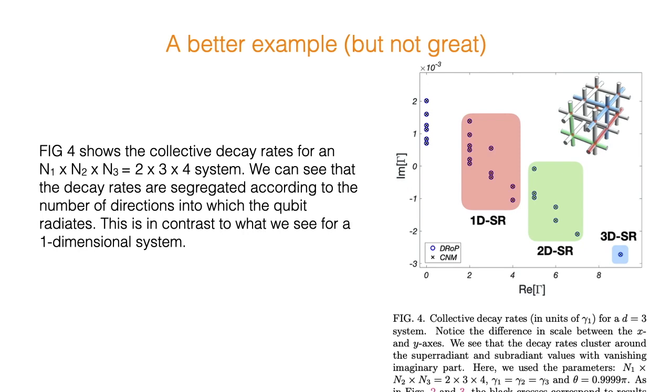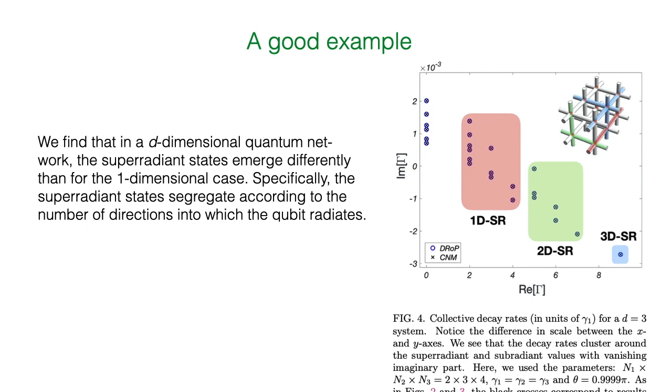So a better way to do it is as follows. We want to frame the results first. So we're reading the paper and we get to the point that says, "We find that in a d-dimensional quantum network, the superradiant states emerge differently than for a one-dimensional case. Specifically, the superradiant states segregate according to the number of directions into which the qubit radiates." Well, that sounds really interesting. I wonder what the supporting evidence is for that.